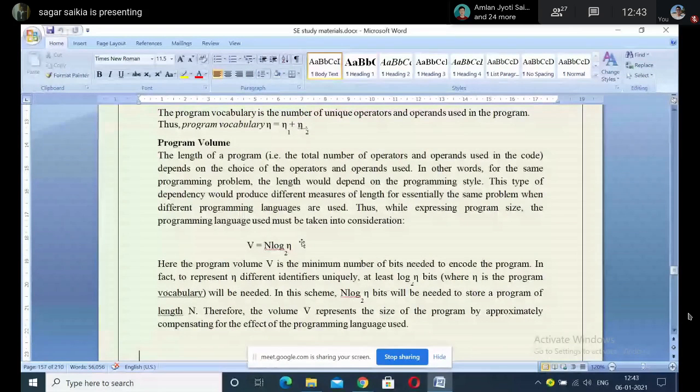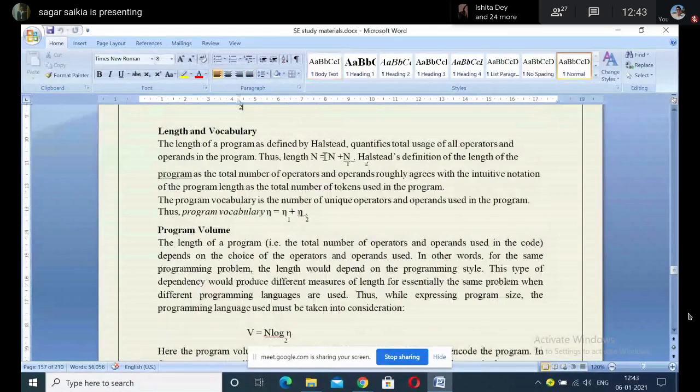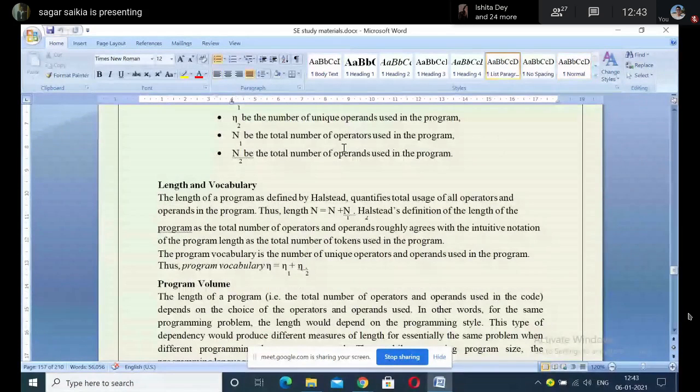If you are concerned more about the volume, how large the program is, then you can find it using this equation, V is equal to N. So what is N? N we have already found at the top, it is the total length of the program. N1 and N2, if we sum up, it is the total number of operators and total number of operands, which gives the total length of the program.